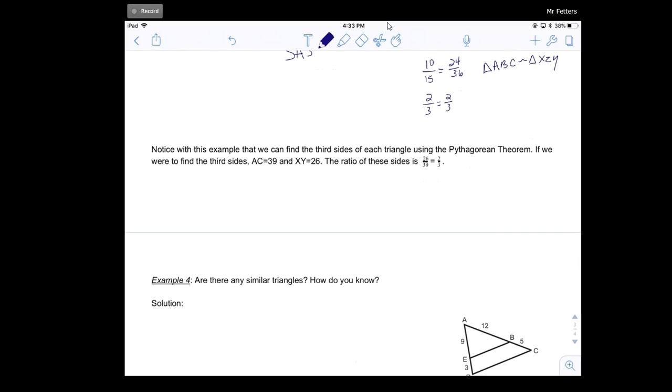Okay, it says, notice with this example that we can find the third side of each triangle using the Pythagorean theorem. That's because it's a right triangle. If we were to find the third side, the ratio of these sides is 2 to 3.